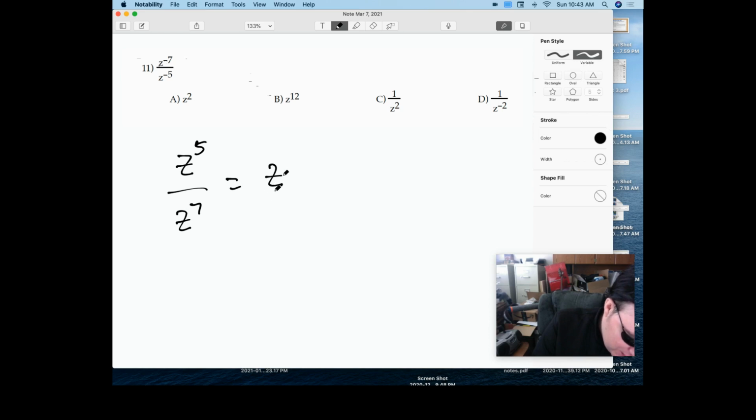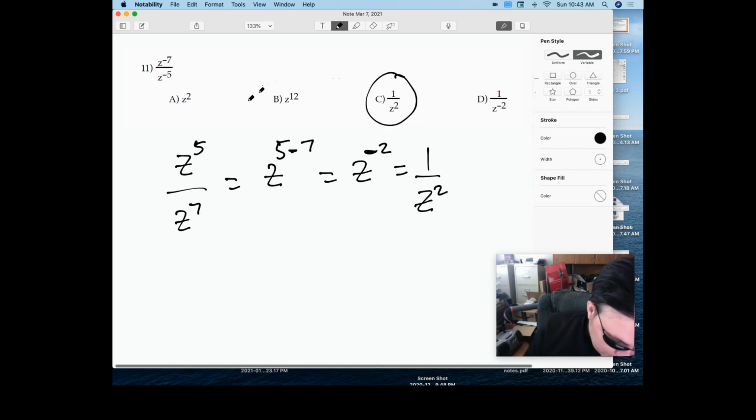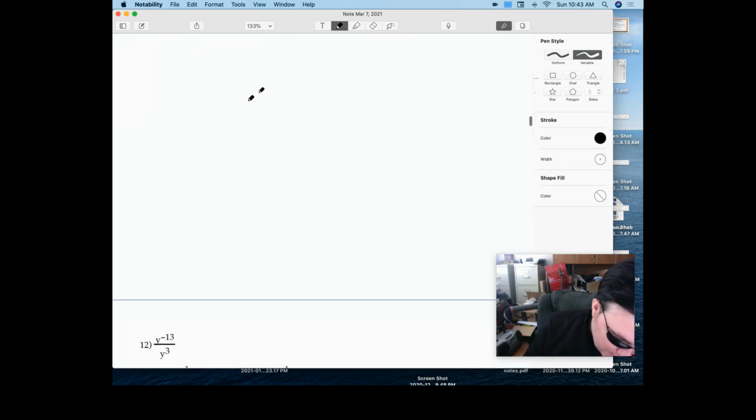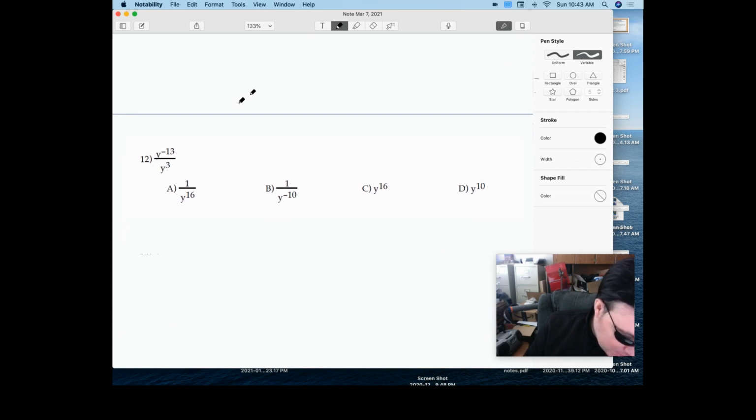And then we just finished saying that the rule is subtraction when we divide. So this is z to the negative 2. We also said if it's negative, it goes to the bottom. It goes to the denominator. So you just got to keep the rule straight in your head. Next up, more of the same.